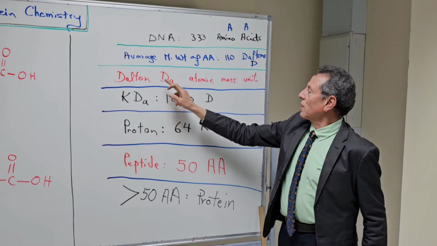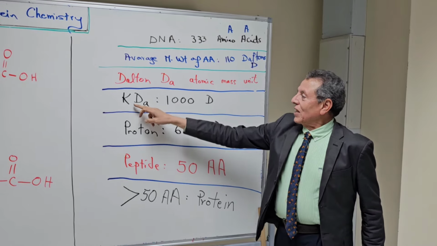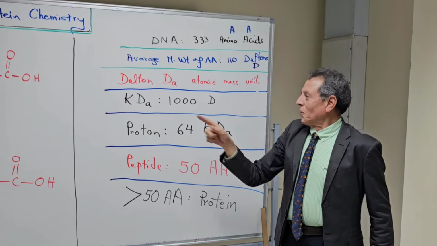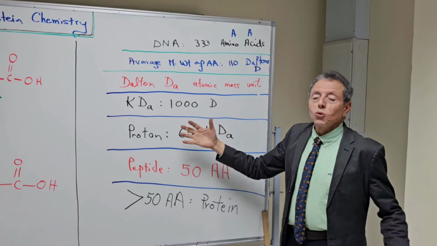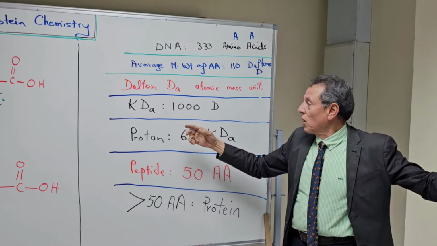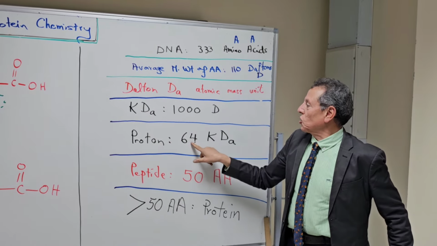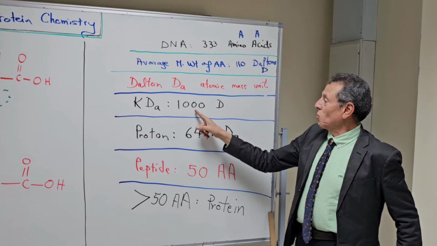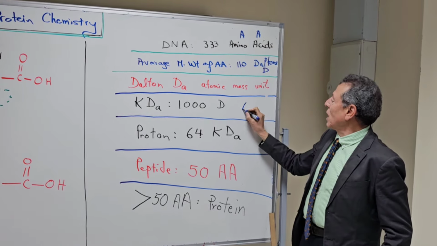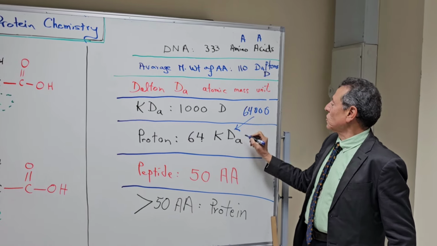And the average molecular weight of an amino acid, AA, is 110 Dalton. What about the Dalton? It is the atomic mass unit. If it is kilodalton, now I can hear you. Kilo is 1,000 Dalton. What about protein, which is the biggest molecule? It is 64 KDA. It means 64 KDA, and the kilodalton is 1,000 Dalton, so it will be about 64,000 Dalton. This is the protein.